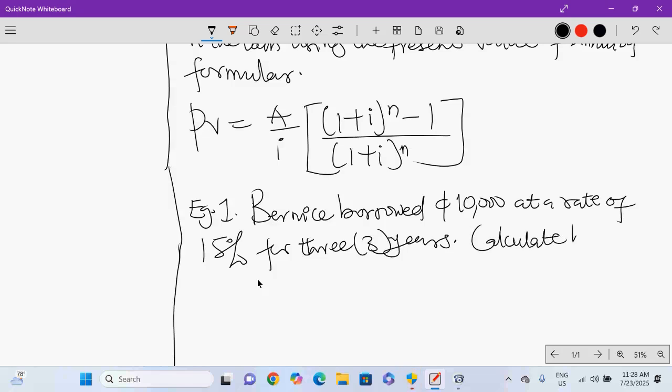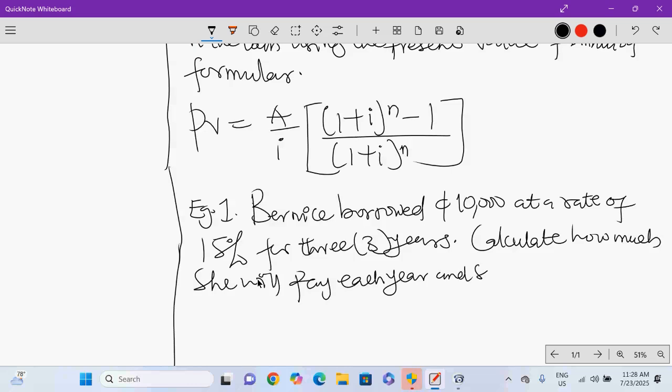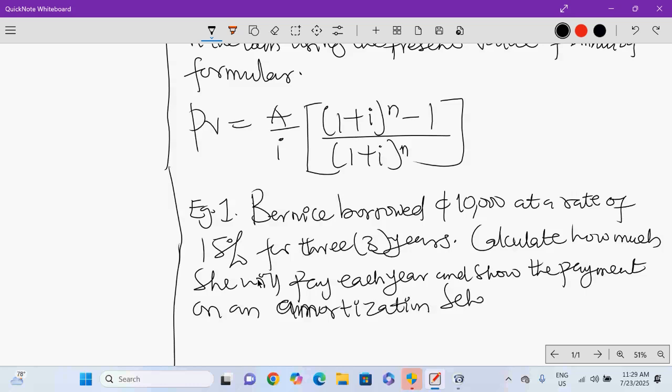Calculate how much she will pay each year, and show the payment on an amortization schedule.